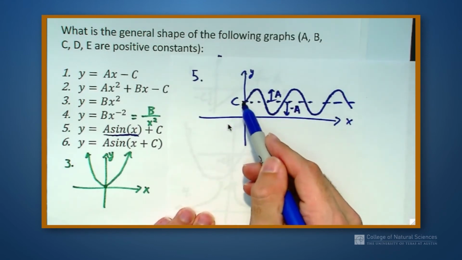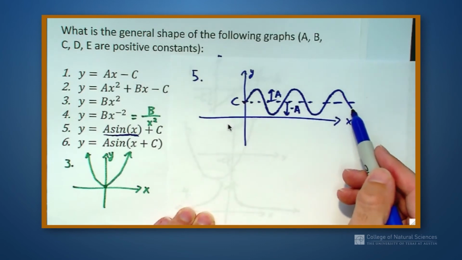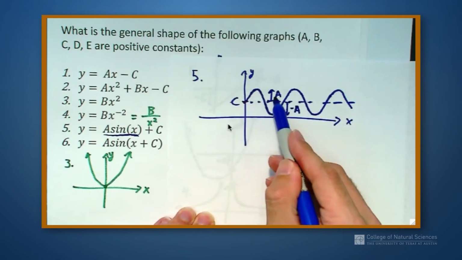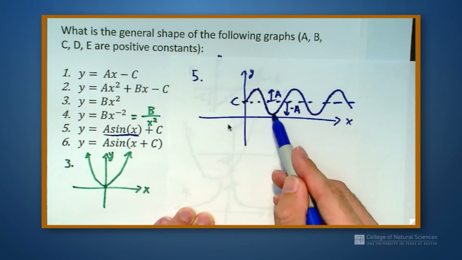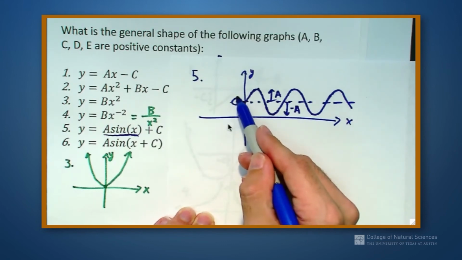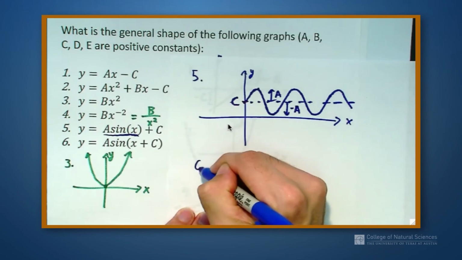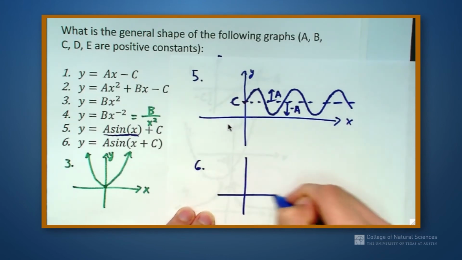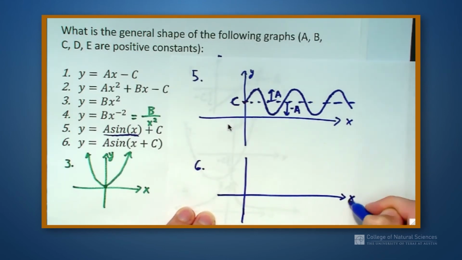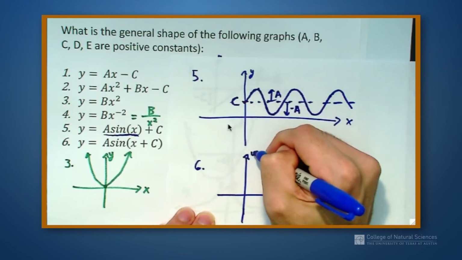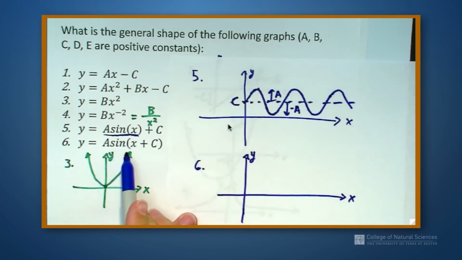But what happens is this thing will vary sinusoidally. It looks like a sine function. It varies between the points a and negative a, but it's offset by a value of c. And last but not least, x and y, a sine of x plus c.